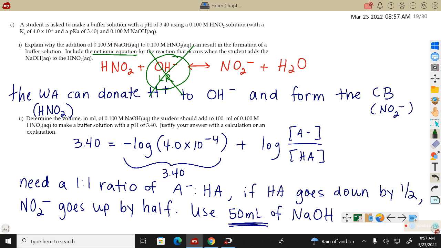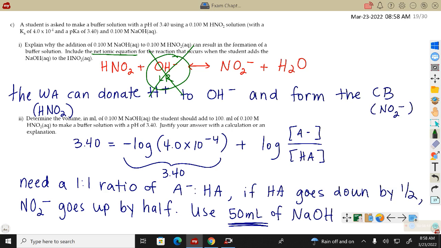Part 2 can be answered with a calculation, but not necessarily. Determine the volume in milliliters of 0.1 molar sodium hydroxide the student should add to 100 milliliters of 0.1 molar HNO2 to make a buffer with a pH of 3.4. Justify with a calculation or an explanation. You can do a calculation, or you can kind of think about it.